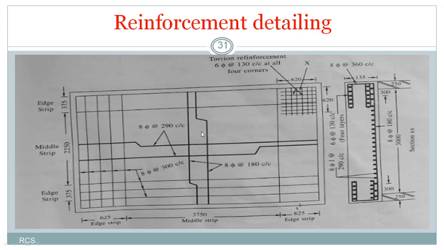So this is along your y direction, the longer span direction. The diameter of bar provided is 8 mm. The center to center distance in the longer direction is 300 mm. And in the shorter direction, the diameter of bar used is 8 mm. The spacing will be 290 mm center to center. So this will be the cross section of this two-way slab.